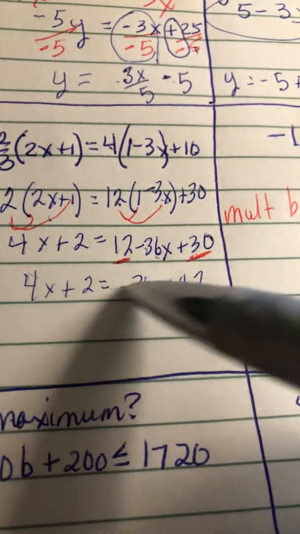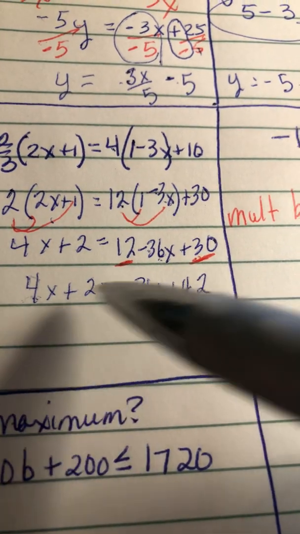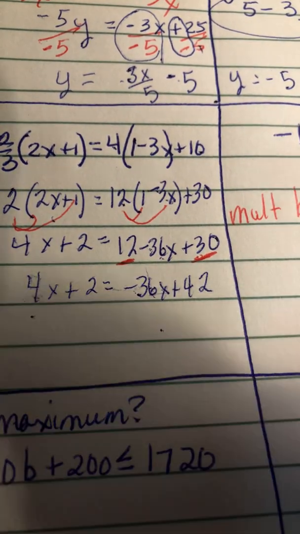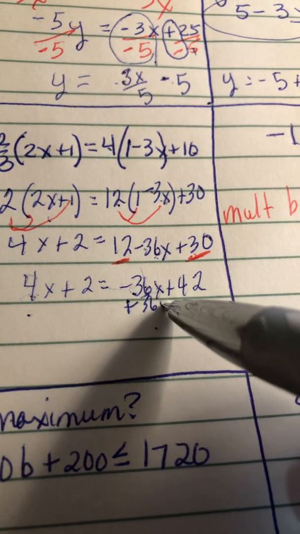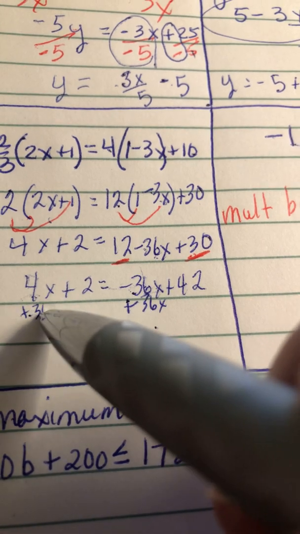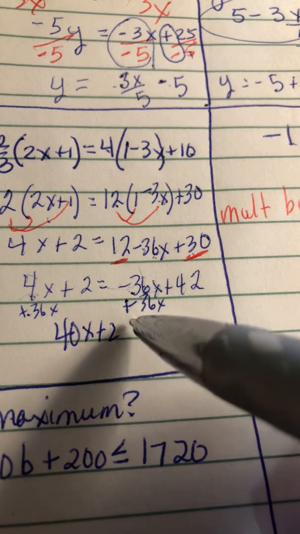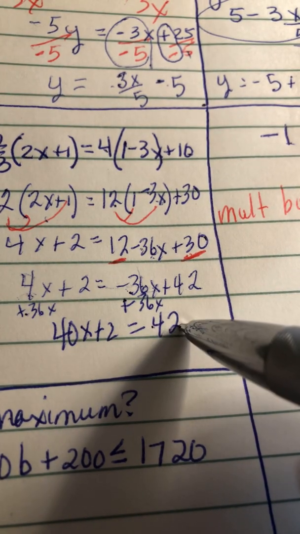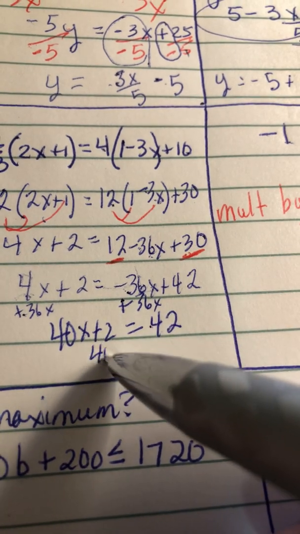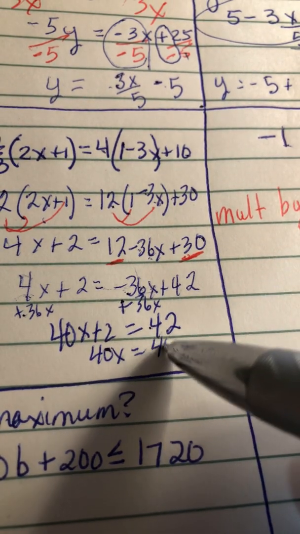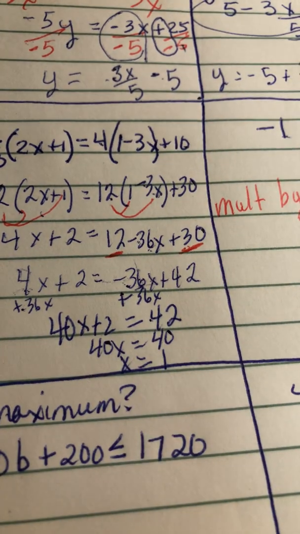We'll get rid of one of our x's. I'm going to get rid of this one because it's negative, but if you subtracted 4x from both sides, you'd get a negative 40 here. But I like to get rid of negative numbers, so I'm going to add 36x to both sides, which leaves me with 40x plus 2 equals 42. Then I'm going to subtract 2 from both sides, so I get 40x equals 40. And then 40 divided by 40 is positive 1.